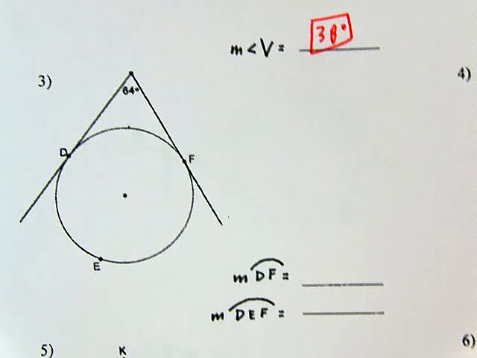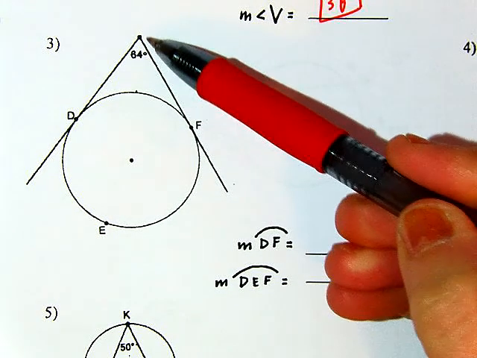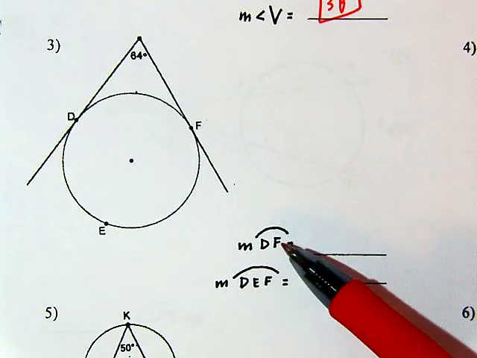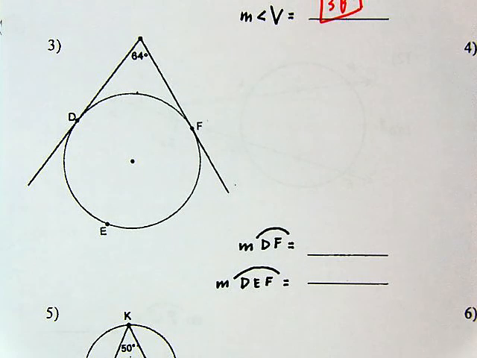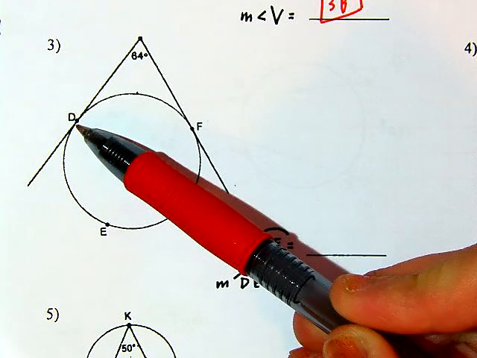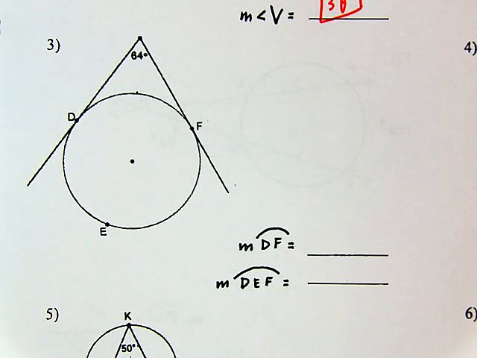All right, next one, number 3. So here I'm giving you this angle. Vertex is outside of the circle. And I want these 2 arcs right here. So what I do know is that this is a tangent, right? It's touching the circle one spot. This is also a tangent, touches the circle in one spot.